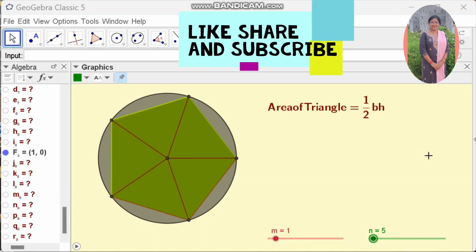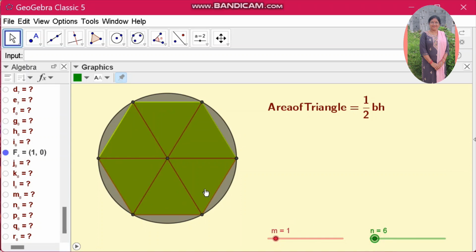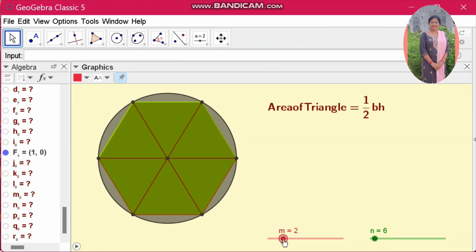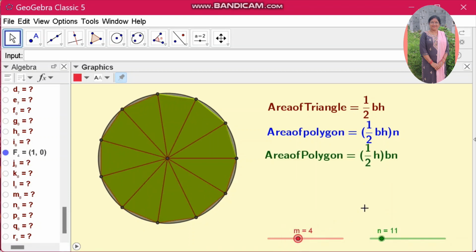Hence we see here, if the number of sides of the polygon is equal to 5, then the number of triangles is equal to 5. If the number of sides of the polygon is 6, then the number of triangles is also 6. So we conclude here, the area of the polygon is equal to the area of one triangle multiplied by the number of sides of that polygon. Now we rearrange it and write it in another way.